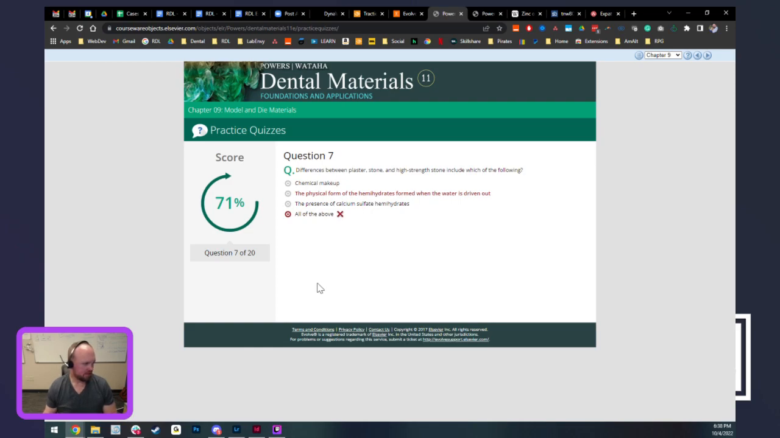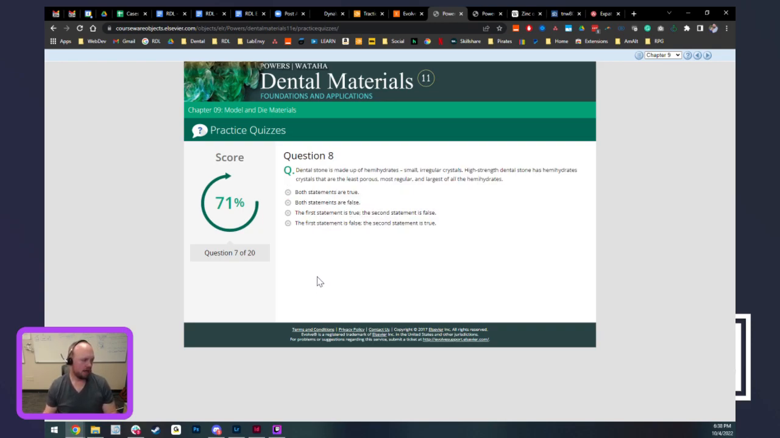Dental stone is made up of hemihydrates, small, irregular crystals. High-strength dental stone has hemihydrate crystals that are the least porous, most regular, and largest of all the hemihydrates. All right, so dental stone is made up of hemihydrates. High-strength dental stone has hemihydrate crystals that are the least porous, most regular. So I think both statements are true.